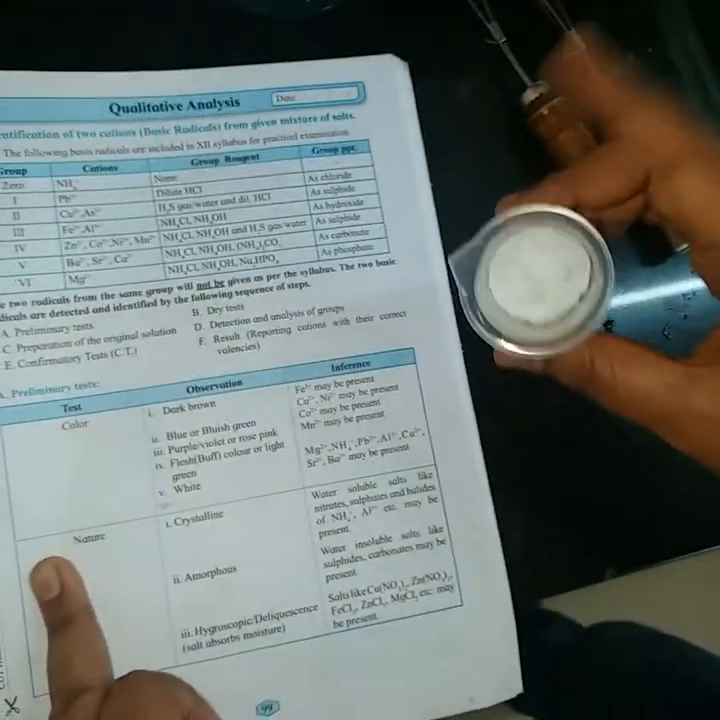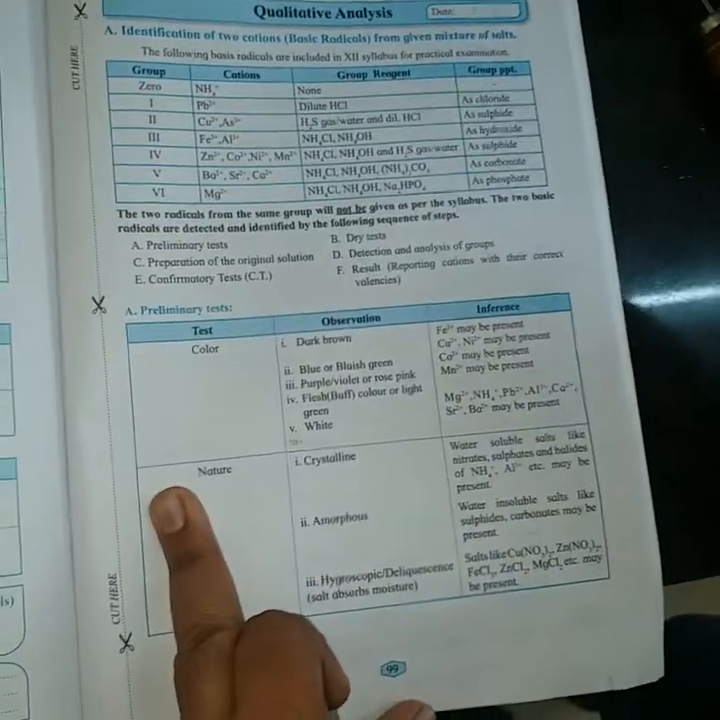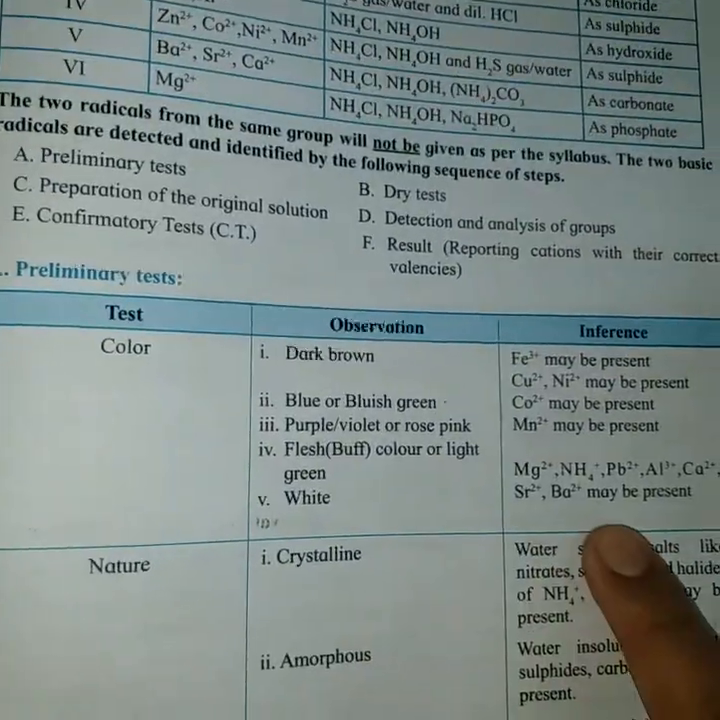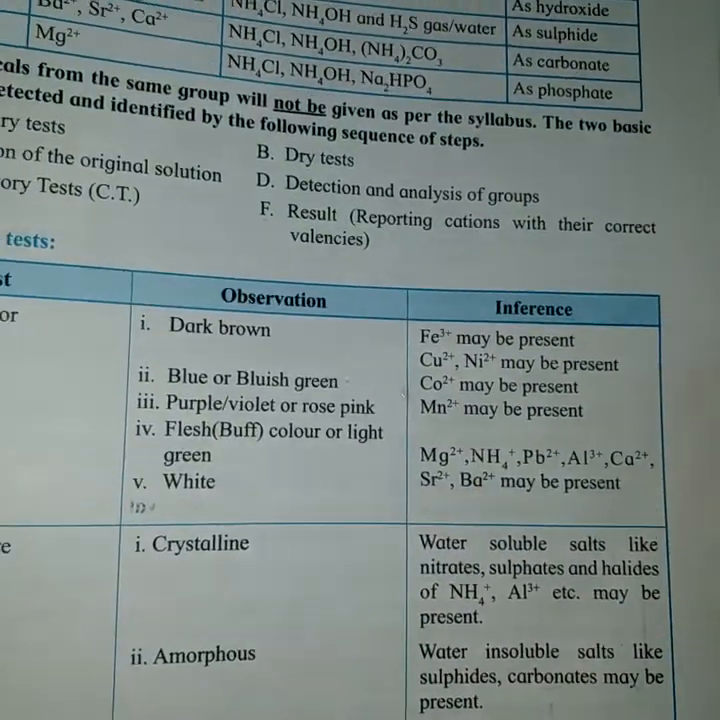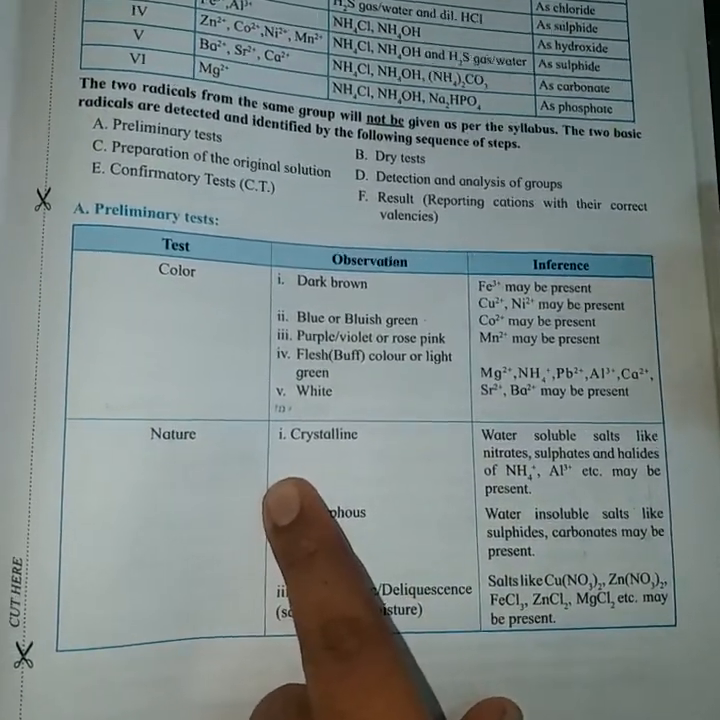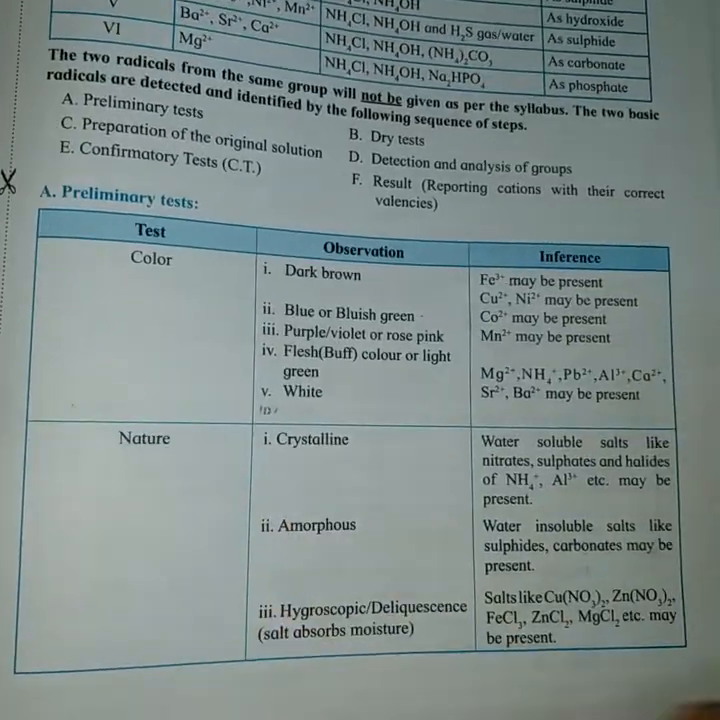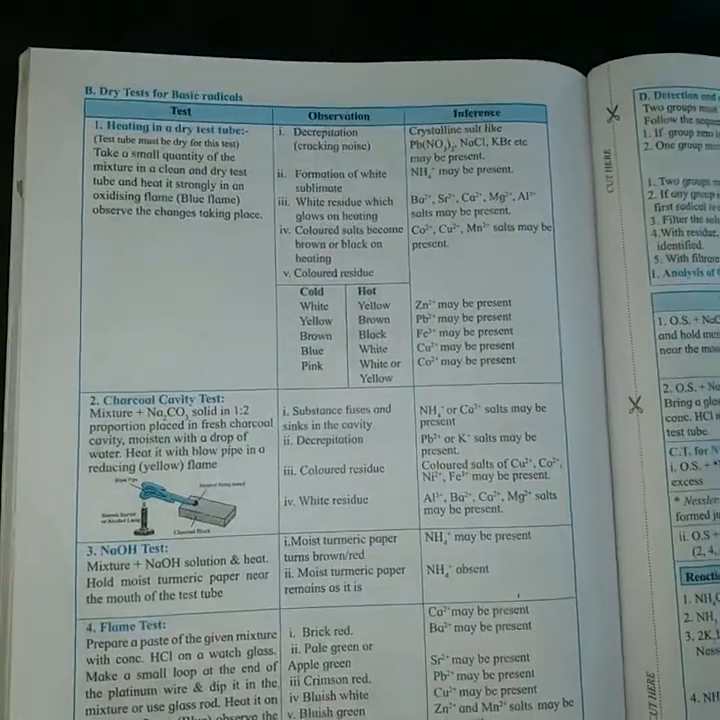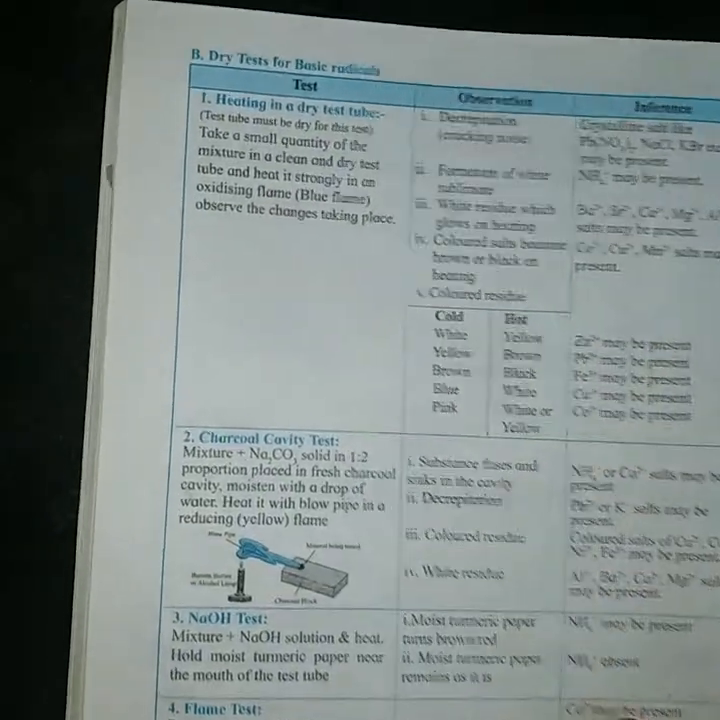Let's start performing the qualitative analysis of basic radical. So this is the one mixture which is provided to me, and now I will be testing what things are there in this basic radical. Okay, let's go. As you can see the color is white, so you will be writing either these cations would be there, and then nature, I said most of the mixture that will be given to you would be crystalline in nature. Okay. For the detection part, we are going to start with a dry test.